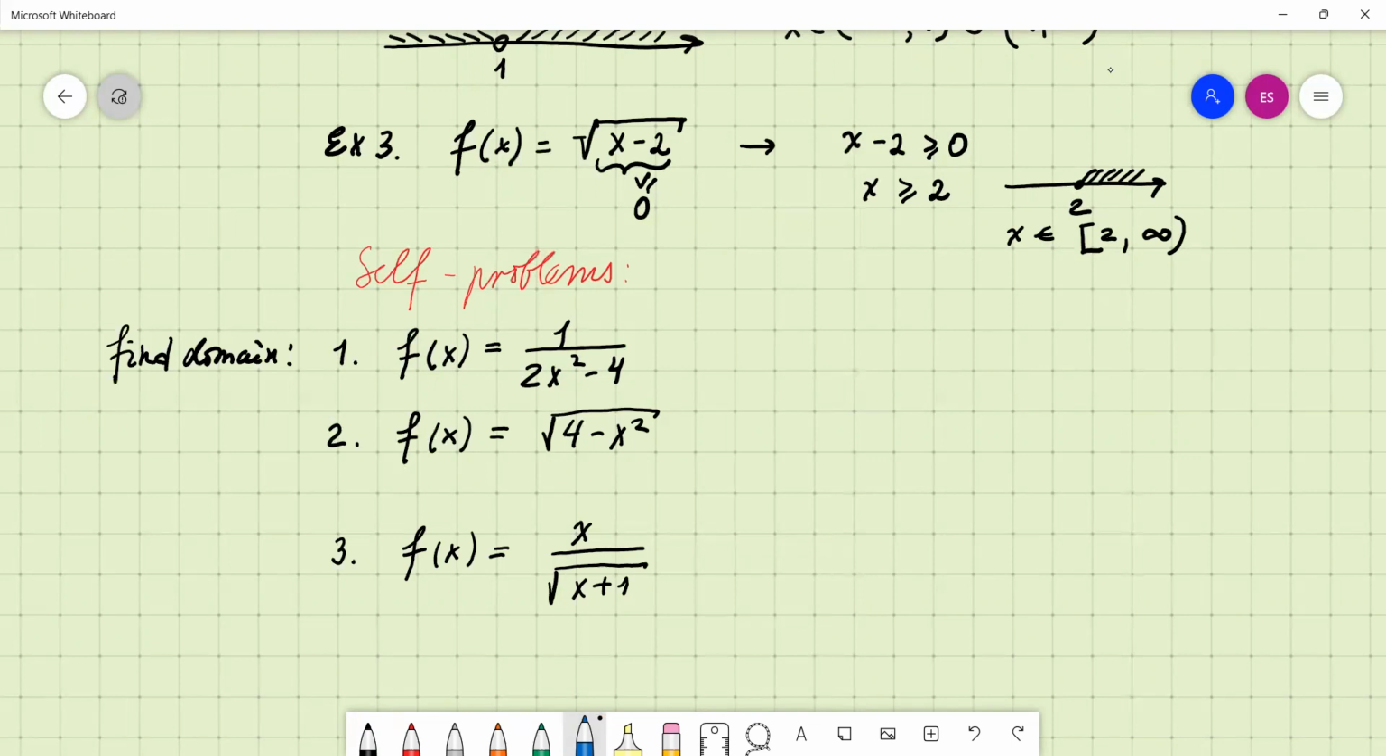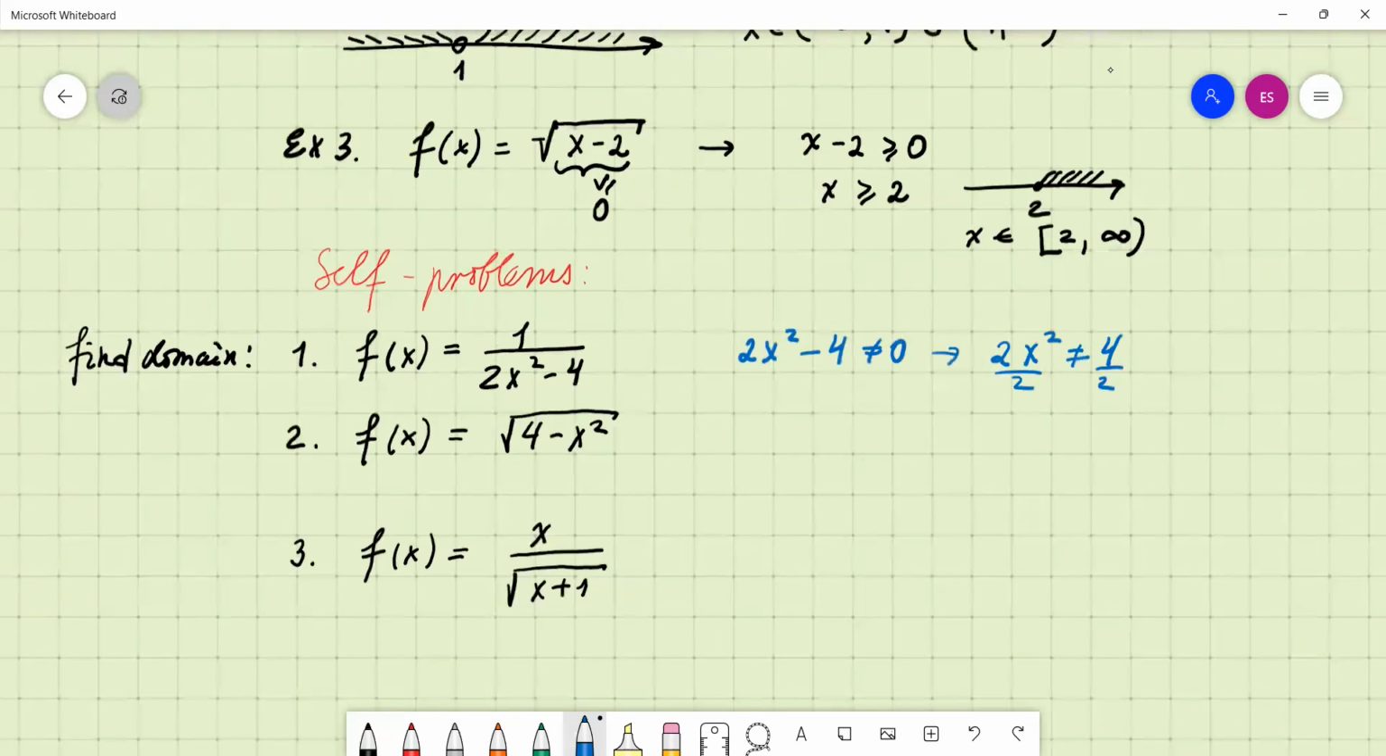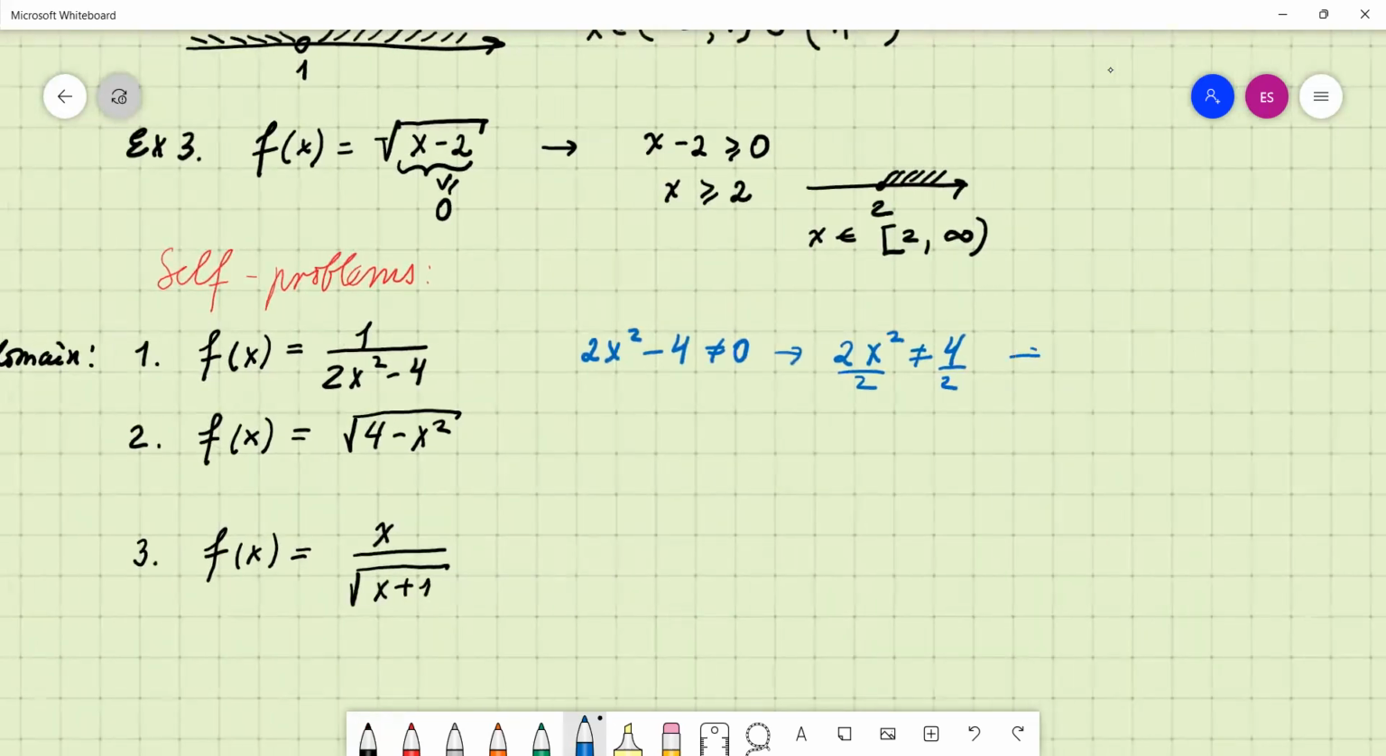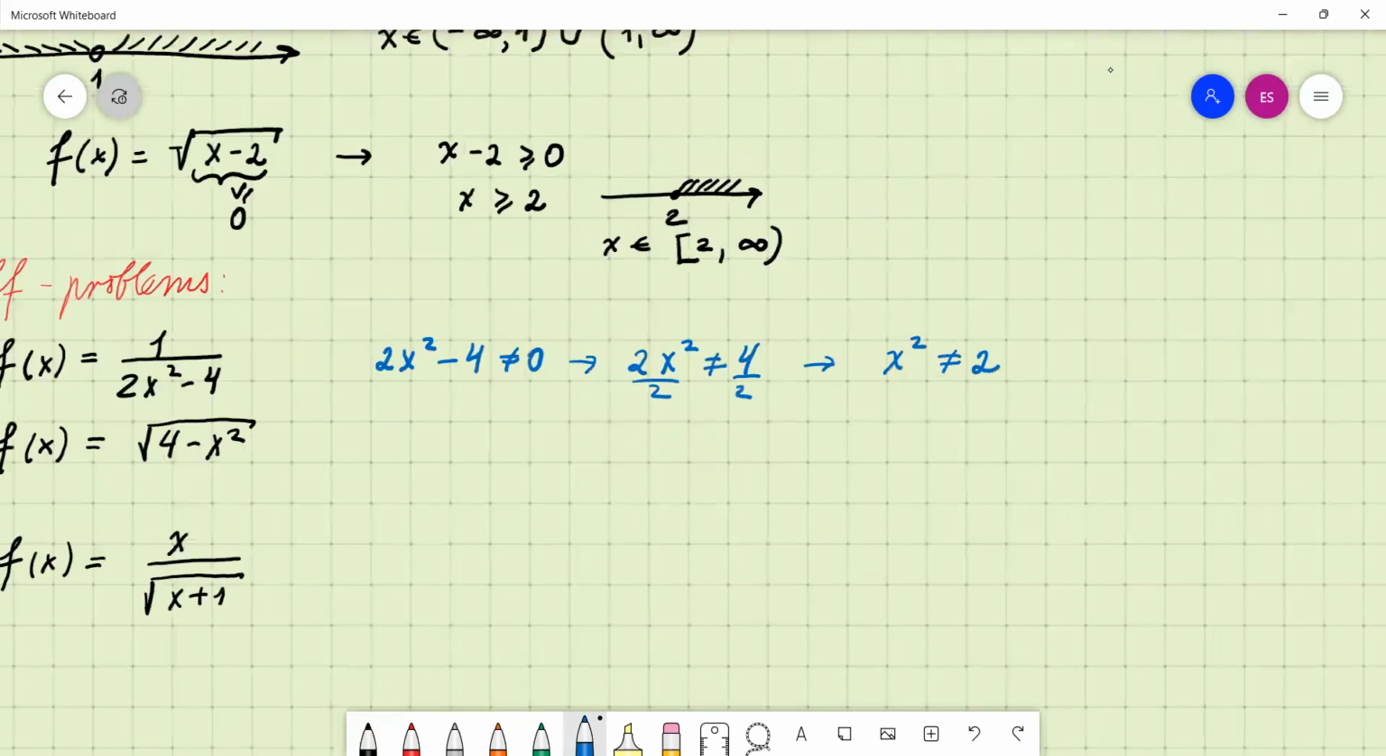As we look at the function, we see that we do have a denominator where x sits, right? And we cannot allow the denominator to be equal to 0. So I'm going to write down that 2x squared minus 4 is not supposed to be equal to 0, right? I'm going to solve this and move 4 to the right side, and that's going to give me 2x squared not equal to 4. And if I divide the left and right side by 2, I'm going to get that x squared is not equal to 2.